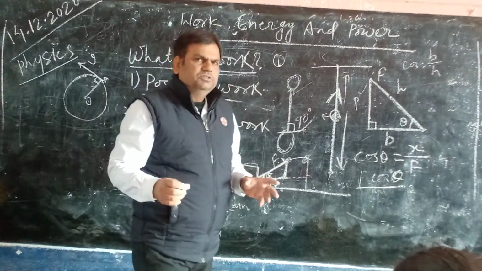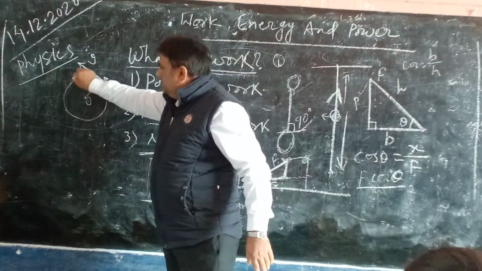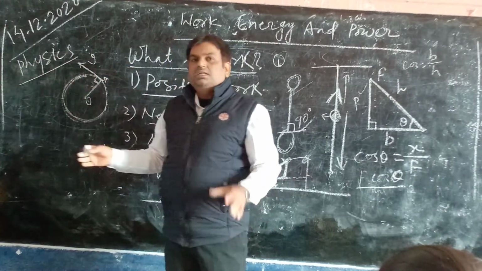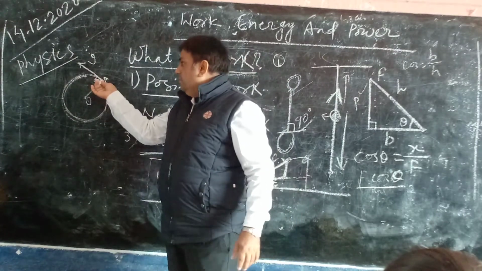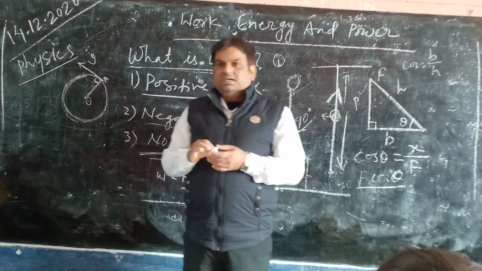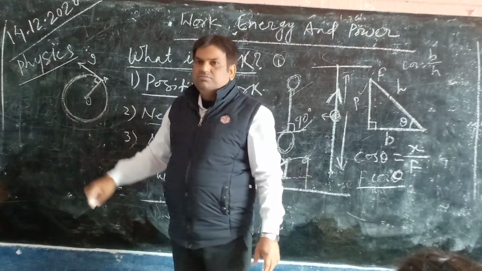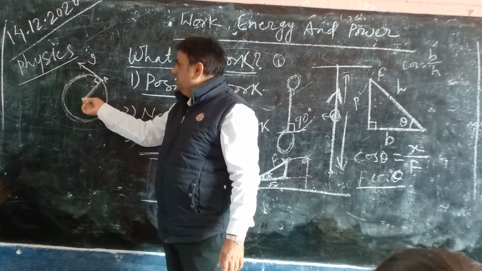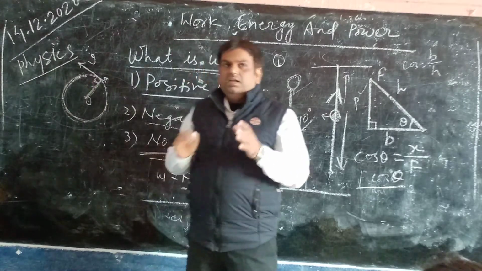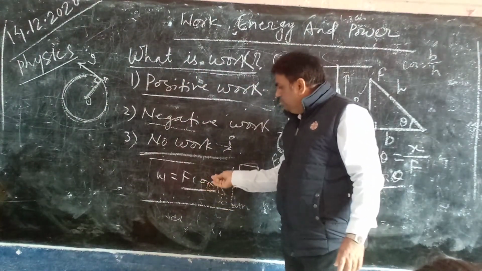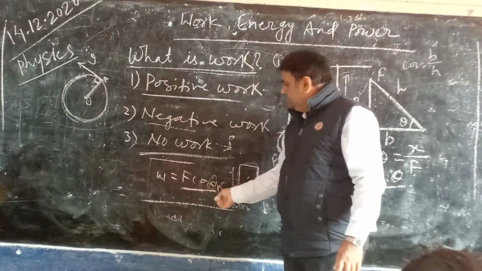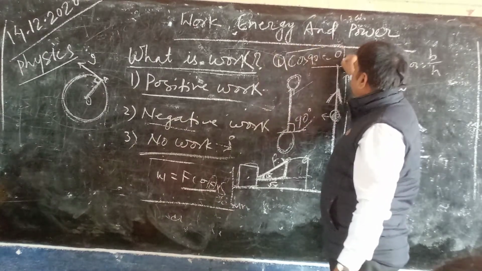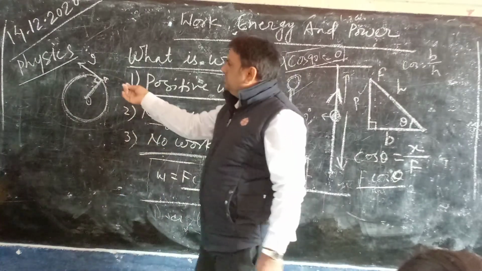Any object which moves on a circular path is also an example of no work, because when the object or any particle moves on a circular path, the particle applies the force towards the center, and this force is a centripetal force, and the angle between the force and the displacement is 90 degrees. If the value of 90 degrees is put here, the work done is 0, because cos 90 degrees equals 0. The value of cos 90 is 0. So we can say this is no work.